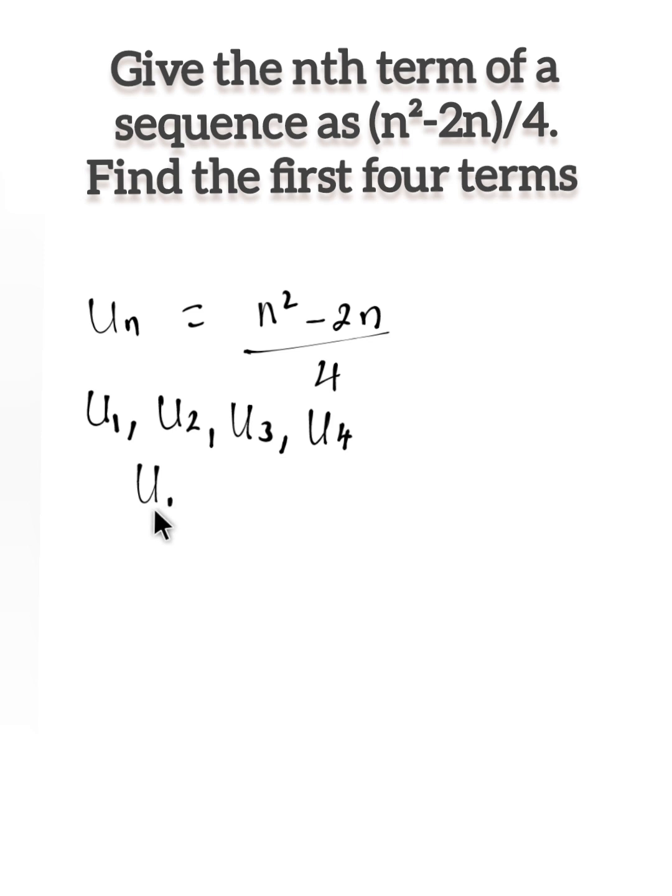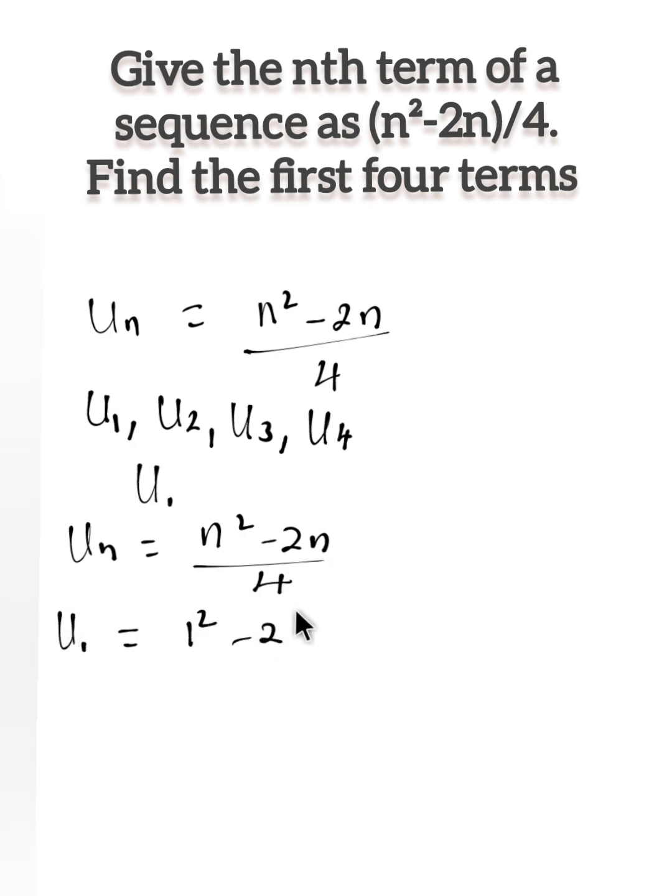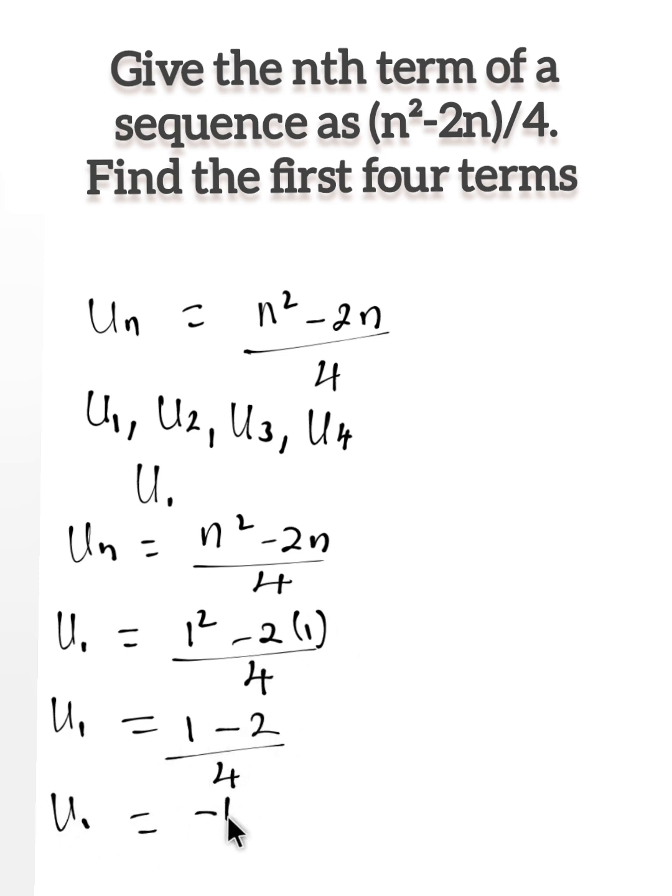So let's solve for u1. Now remember that un is equal to n squared minus 2n over 4. So u1 will be equal to 1 squared minus 2 times 1, over 4. 1 squared is 1, 2 times 1 is 2, over 4. So u1 is equal to 1 minus 2, which is minus 1, over 4, and that is u1.